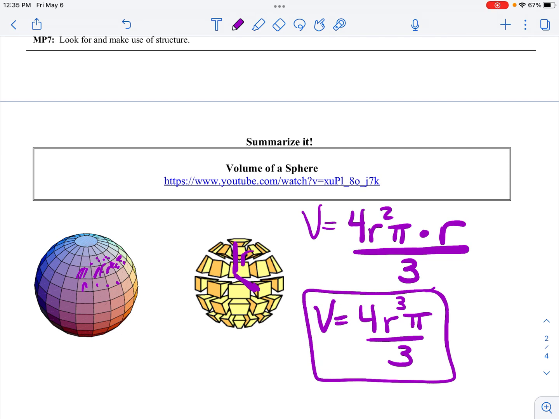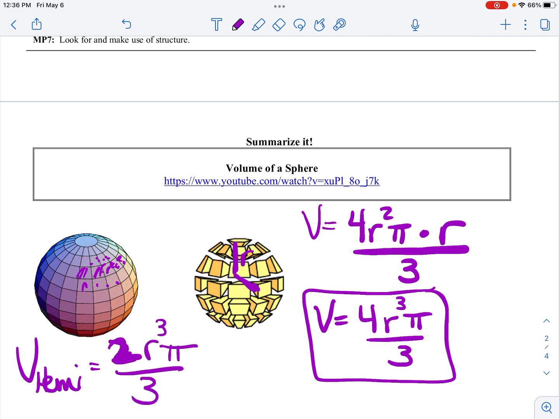Now, a hemisphere is half of that. And so half of 4 is 2. So our hemisphere formula is just like the other one, but it would be 2r cubed pi divided by 3.